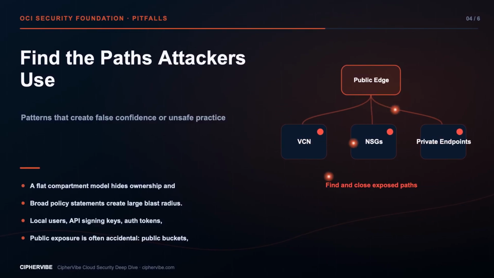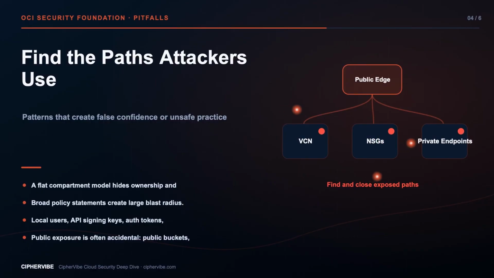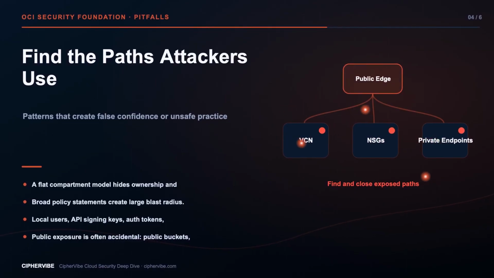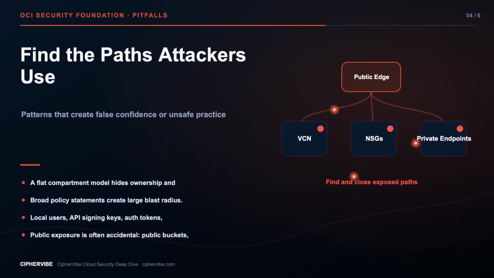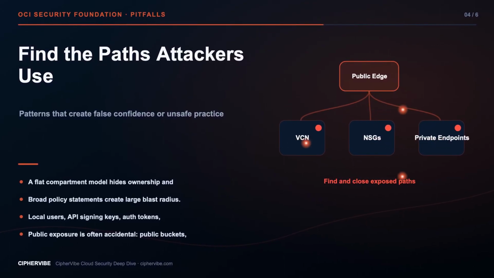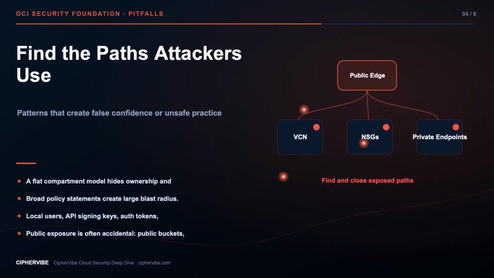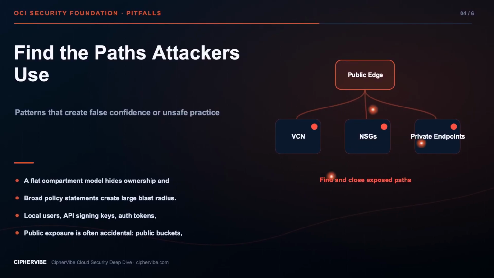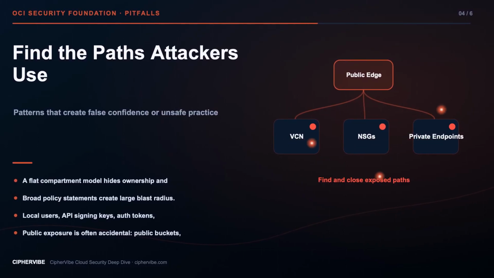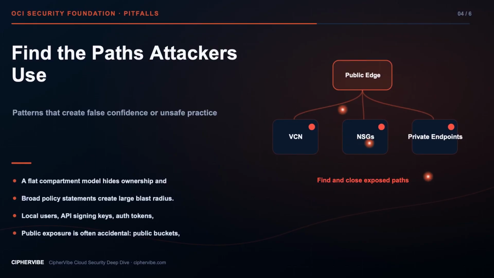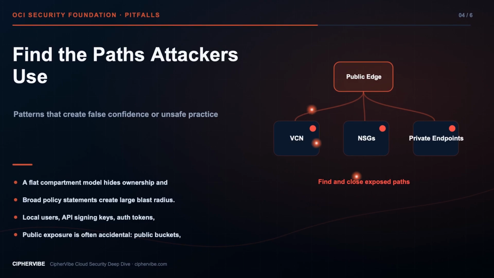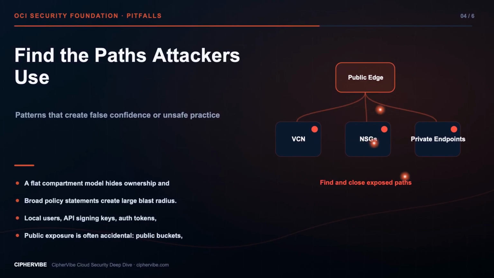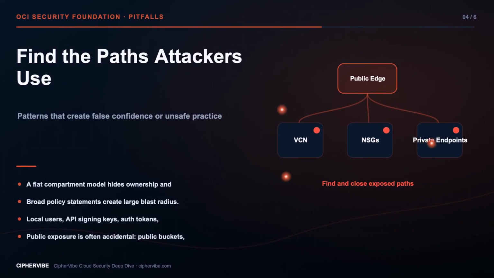Second, broad policy statements create large blast radius. Manage all resources in tenancy, wildcard permissions, and root-scoped administrative access can turn one account or API key into control of too much infrastructure. Third, local users, API signing keys, auth tokens, and customer secret keys can persist longer than expected. A leaked key in a repository, laptop, CI variable, or support ticket can bypass normal interactive login controls.